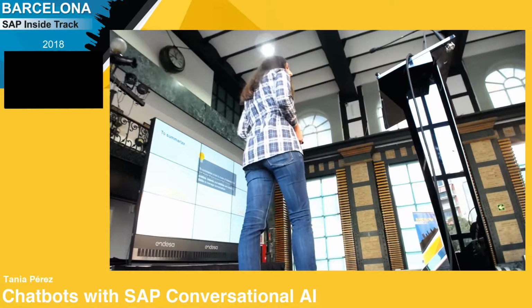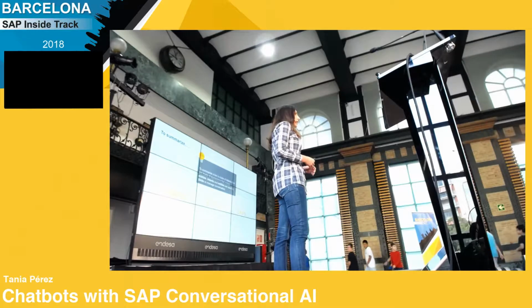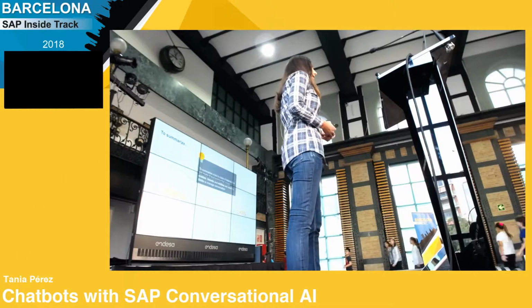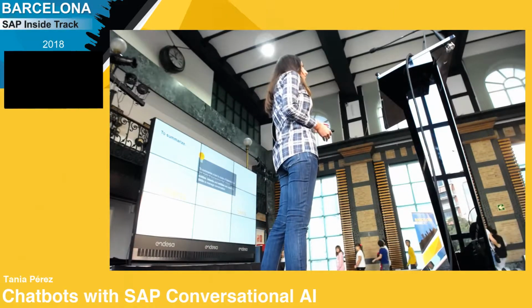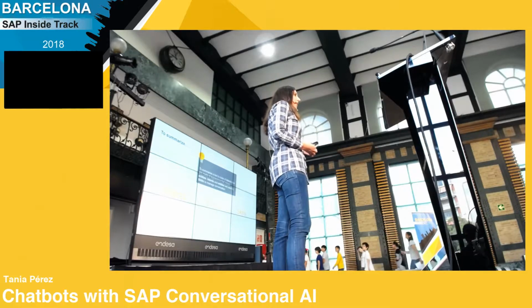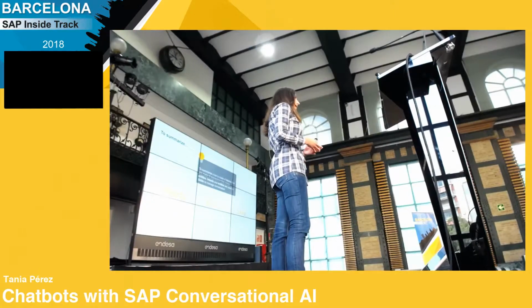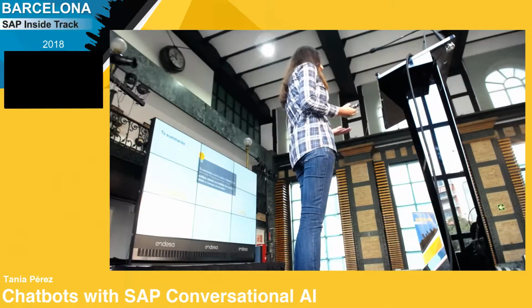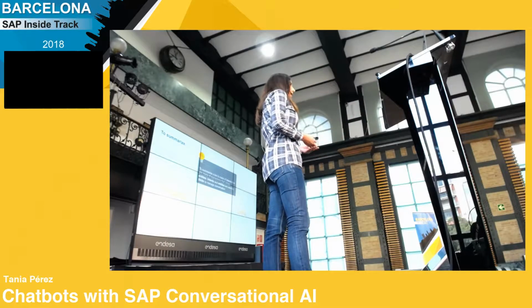So, in summary, when we build a bot, it's important to take in mind that we are going to need 3 components that are intents, that is the intention of the user, entities, that are the keywords that we extract from the intention of the user, and finally, the skills, that are the response or the reply from the bot to the user, and this response is made by the bot.